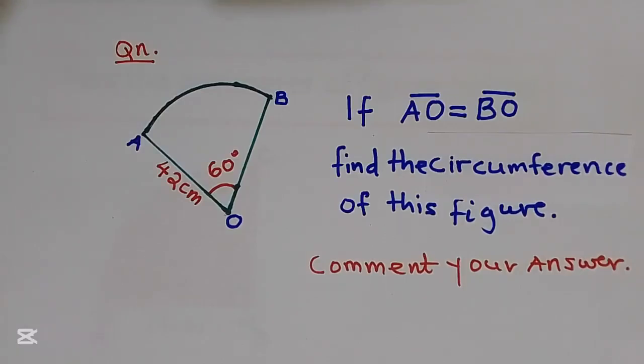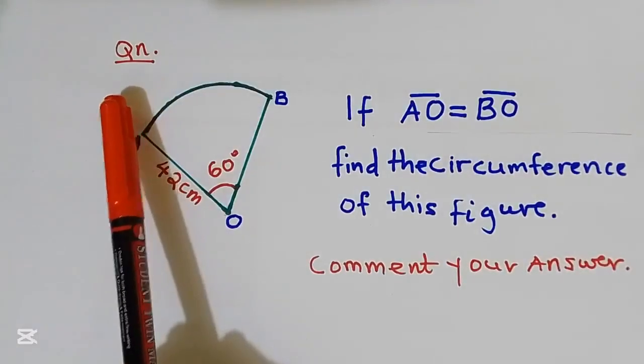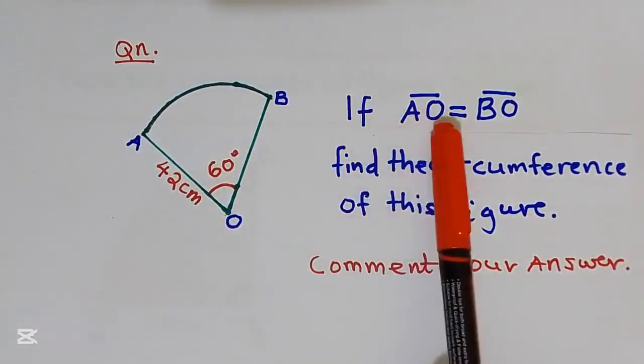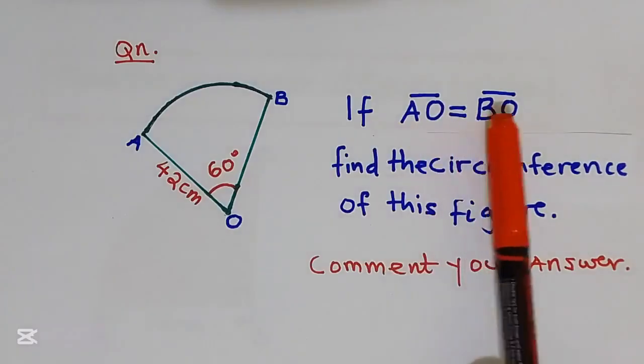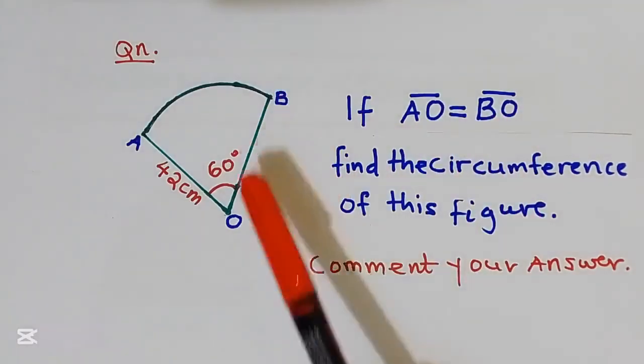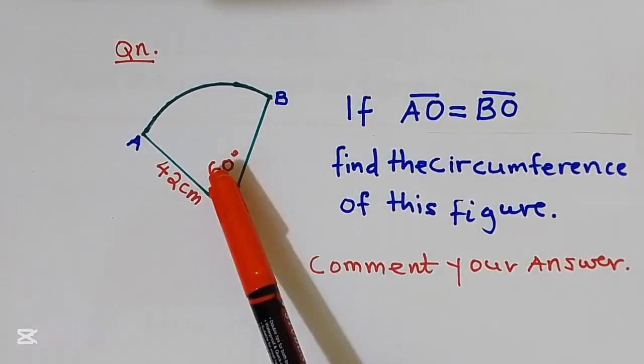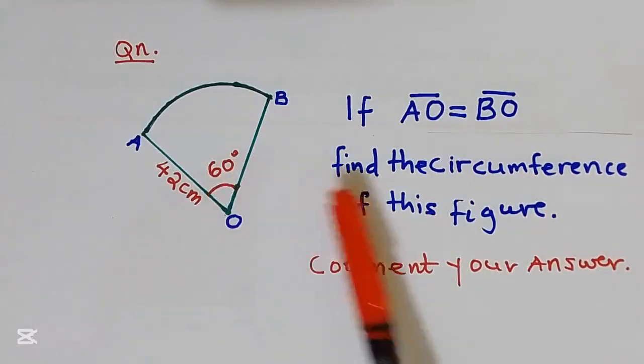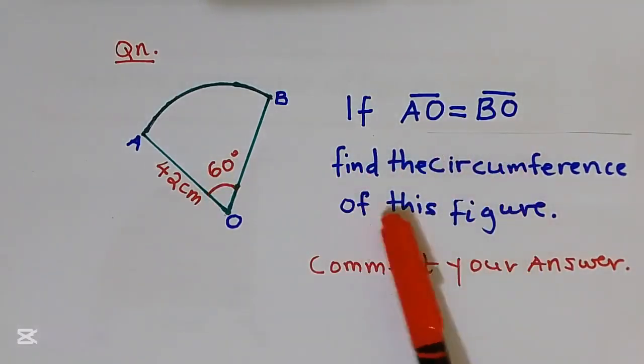Let me leave you with the question. If AO is equal to BO, and they have given us the angle of 60, find the circumference of this figure.